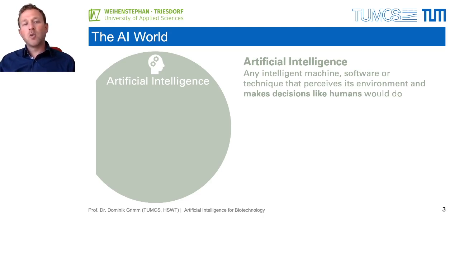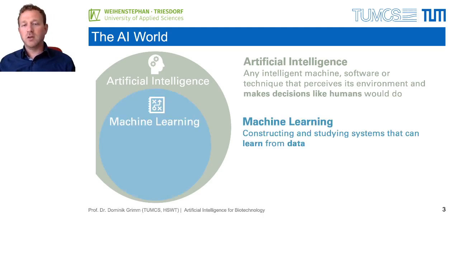And within this domain of artificial intelligence, there's a subdomain. And this subdomain is called machine learning. So machine learning is all about constructing and studying systems that can learn something from data. So therefore, it's very important that we have data that we can learn from. And that's the difference to artificial intelligence. Artificial intelligence is much more. Artificial intelligence doesn't restrict itself to data, while machine learning is restricting itself to data. So we like to construct and study systems that can learn from data. I will come to this back in a few minutes again.